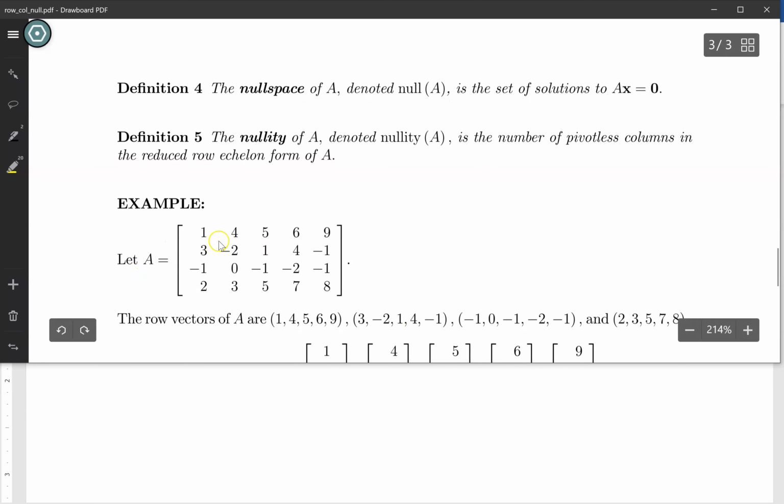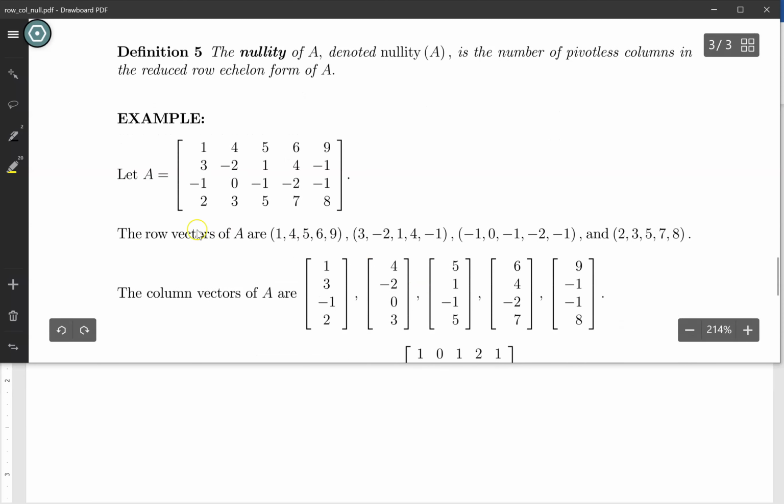Here's a matrix A. We've got a 4 by 5. We can list out the row vectors of A. Those, again, are just the rows of A, so an easy listing of those. Notice that those vectors, in fact, are vectors in R5. The column vectors, again, are just a simple listing of the columns of A, and those are all vectors in R4.